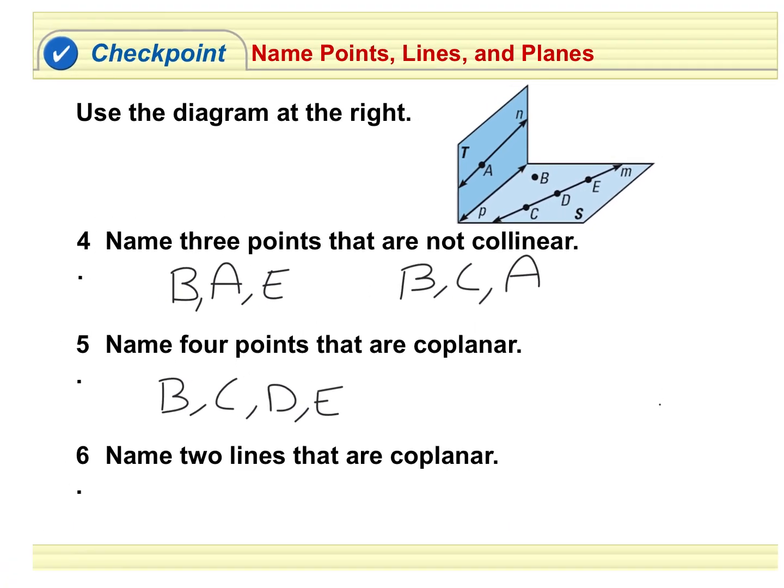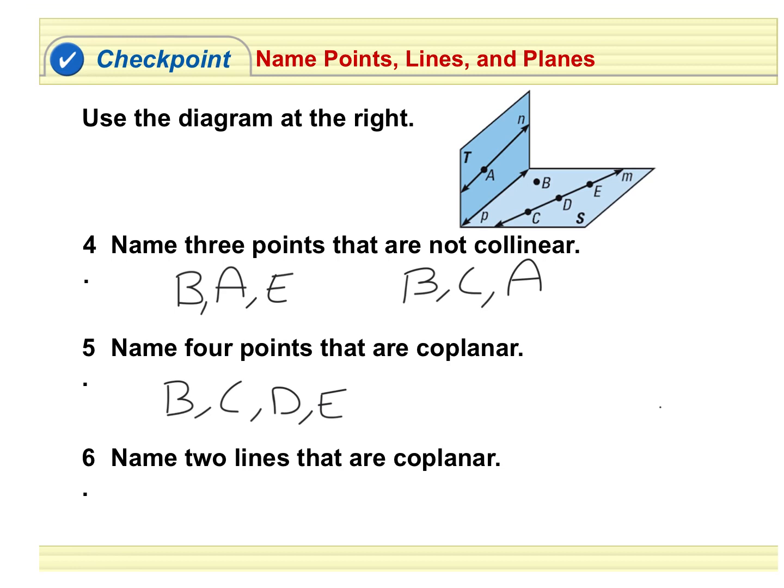Okay, lastly, name 2 lines that are coplanar. P and M. Good. What'd you say? Trent, did you say T? Yeah. I'm glad you brought that up. What is T label? The plane, right? So we want 2 lines. I heard P and M.